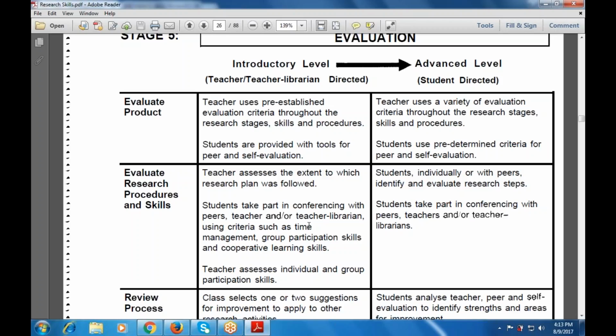Group participation skills and cooperative learning skills. The teacher assesses individual and group participation activities also. They individually or with peers identify and evaluate the research sets. They also take part in conferencing with the peers, teacher or teacher librarian.